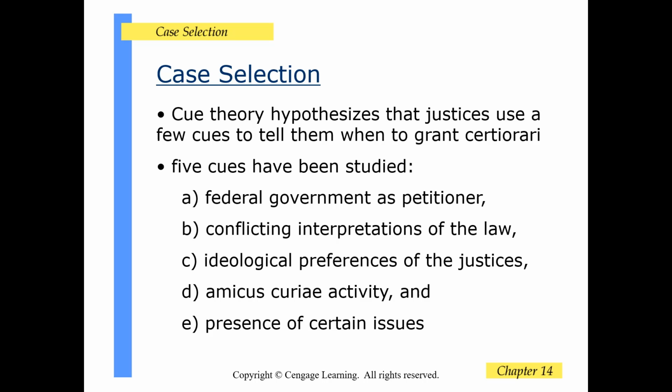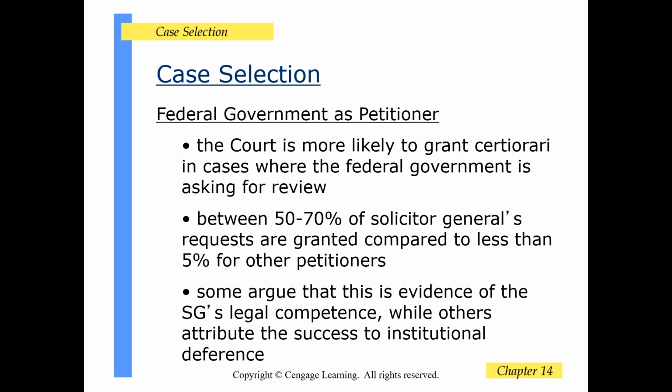Cue theory hypothesizes that justices use a few cues to tell them when to grant certiorari. Five cues in particular have been identified and studied. One, is the federal government a petitioner. Two, conflicting interpretations of the law. Three, ideological preferences of the justices. Four, amicus curiae activity. And fifth, presence of certain specific legal issues.